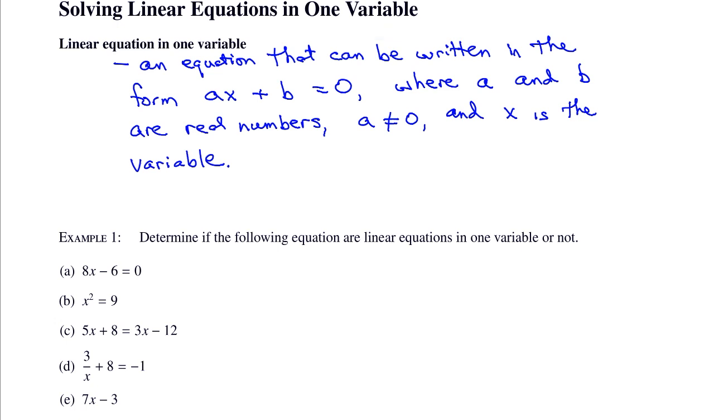In example 1, we need to determine if the following equations are linear equations in one variable or not. Example A, 8x minus 6 equals 0. That is in the form of ax plus b equals 0. So the answer is yes. B, x squared minus 9. This is not a linear equation because of the x squared.